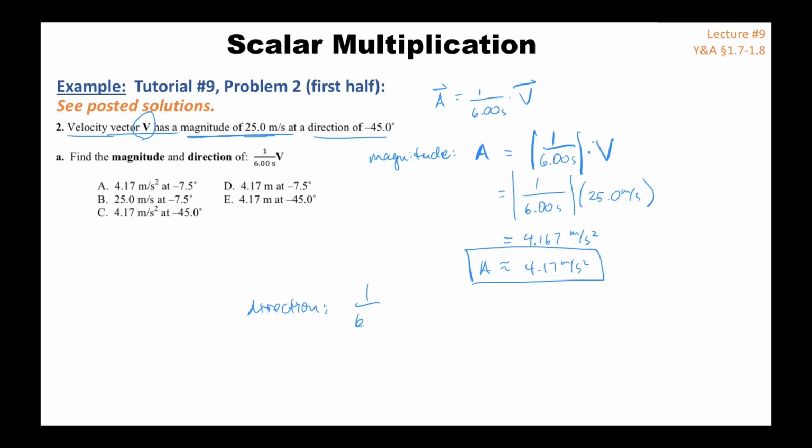1 over 6 seconds is positive. So therefore, the direction is unchanged. Put more mathematically, we could say that the direction of vector A is equal to the direction of vector V. And since vector V was at negative 45 degrees, so will vector A.